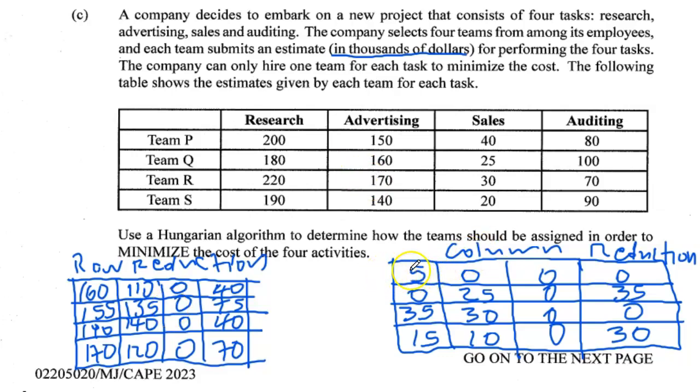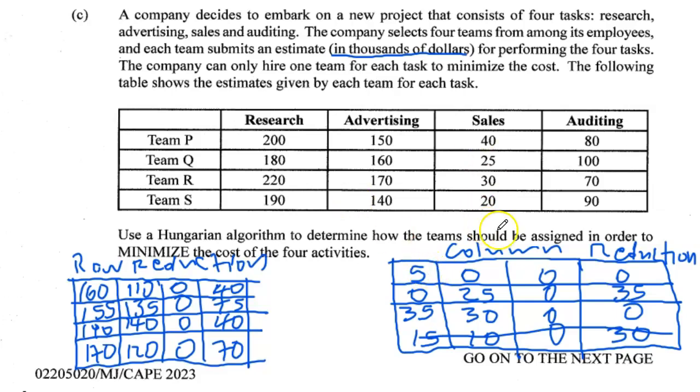So let's cover all the zeros. So we draw a line through all the zeros, right? And we end up with 4 lines. So we have an optimal situation here. The number of lines it took to cover all the zeros is 4, which is equal to the number of rows, or the order of the matrix. It's a 4 by 4 matrix. It took 4 lines, so we have an optimal situation.